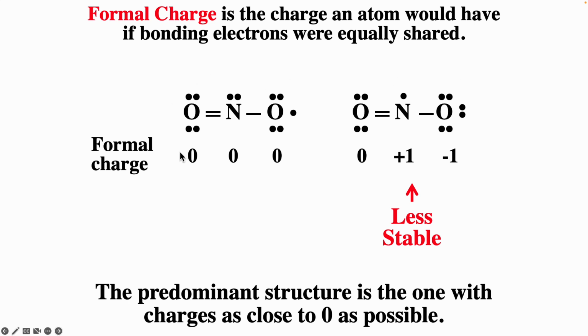And so the one where everything is a 0 formal charge should be more stable. And so that tells us this is the predominant resonance structure. Remember that the actual structure is going to be a weighted average of the resonance structures, meaning that the more stable resonance structure will contribute more to the actual structure.